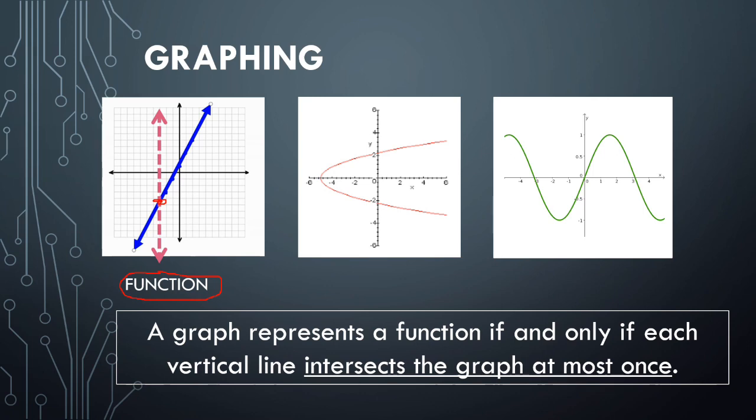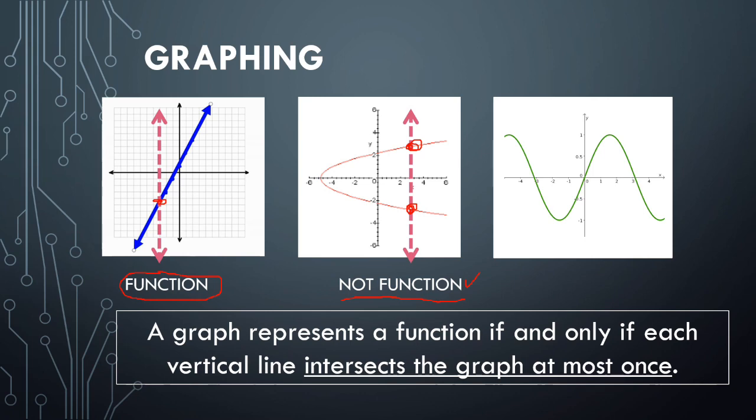Okay, next graph, we have the parabola. Let's draw a vertical line. Is it a function or not a function? It is not a function. Why? Because when we draw a vertical line, it intersects the graph twice, this one here and this one. Therefore, this parabolic graph is not a function. Okay?